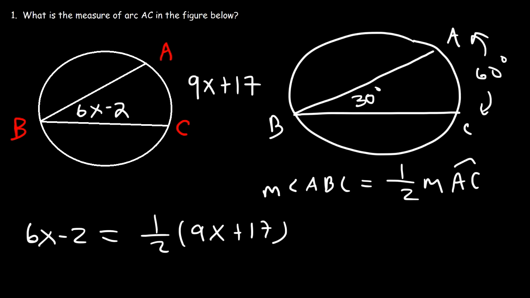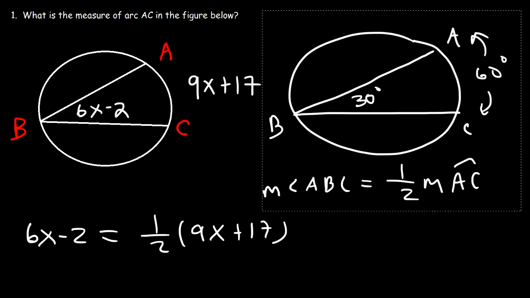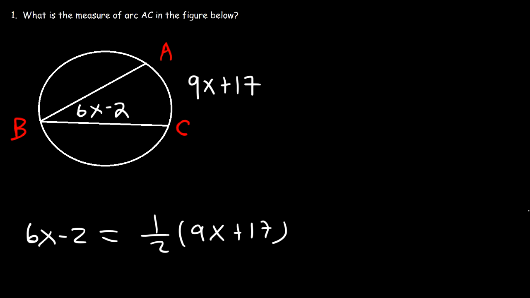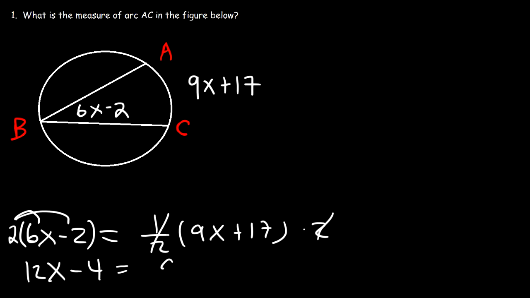So knowing that, we can now calculate the measure of arc AC. First, we've got to calculate the value of x. So I'm going to multiply both sides by 2. 1/2 times 2 is 1. And then 2 times 6x, that's 12x. 2 times negative 2 is negative 4. And so that's going to equal 9x plus 17. So I'm going to subtract both sides by 9x, and I'm going to add 4 to both sides.